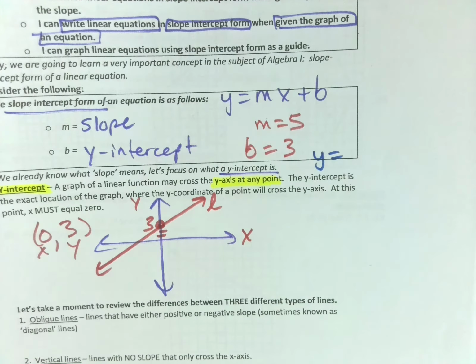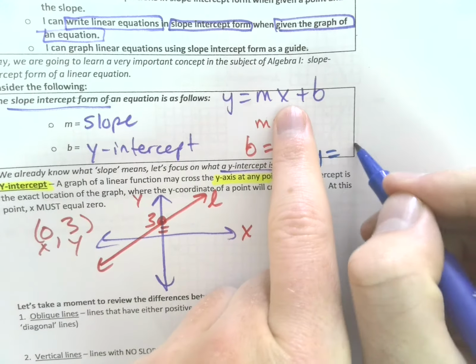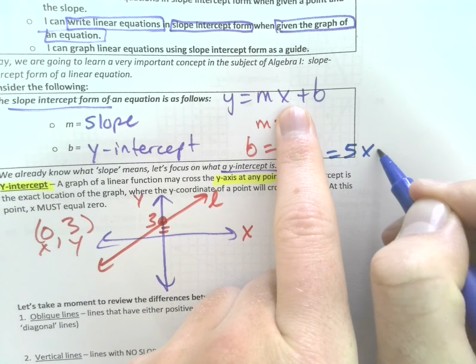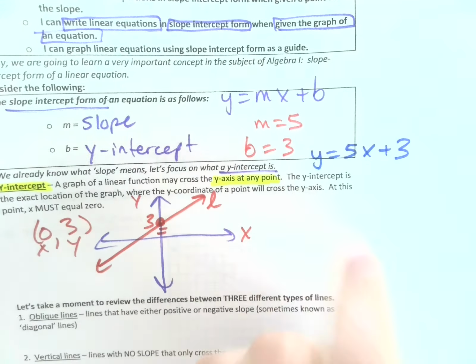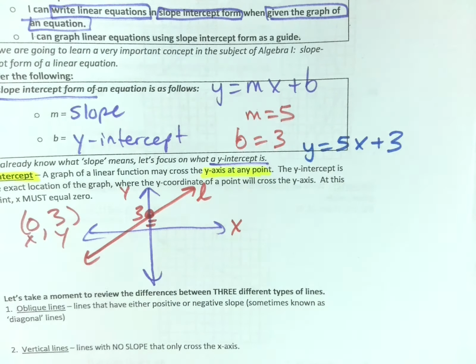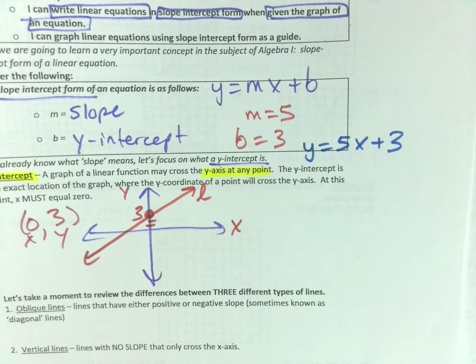So what will go first, guys? mx plus b. We'll have 5x plus 3. Don't forget the x with the 5. That's how you can always tell you have a slope. It's right next to an x. Will there always be an x there? No. We'll talk about that a little bit later today. That's a great question.